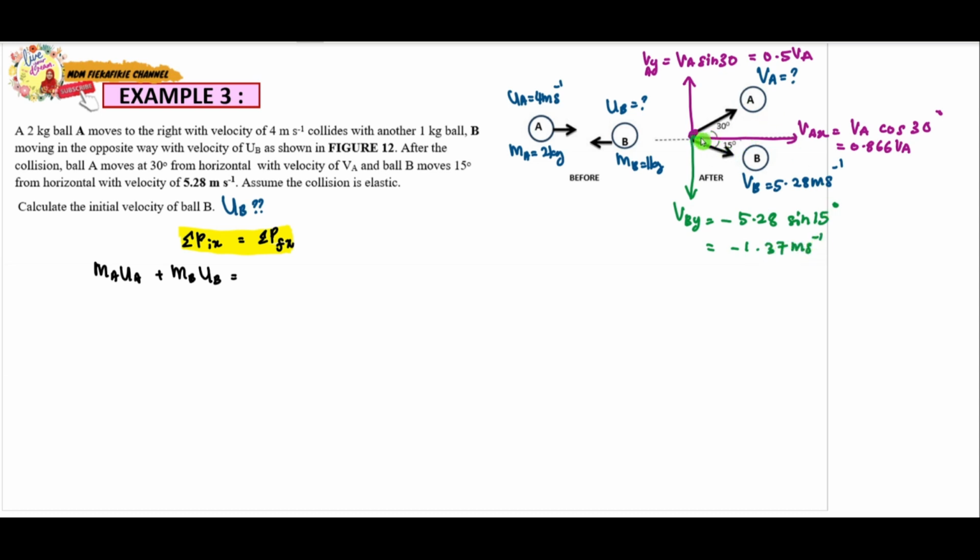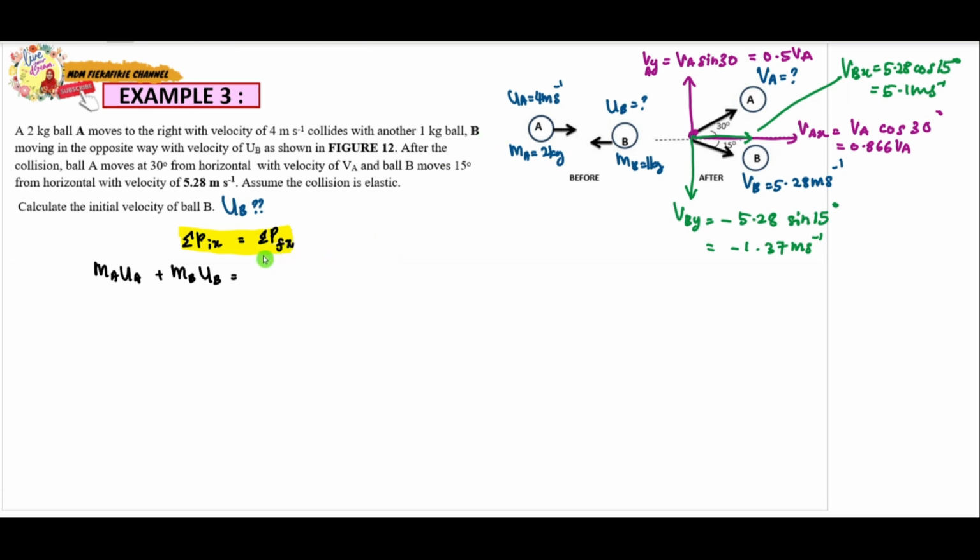And VBX pun jangan lupa. Tak muat kat sini, saya tulis kat atas ni. So VBX equal to 5.28 cos 15 degree. So VBX you akan dapat nilainya, cuba kira, dapat tak 5.1? Okay, 5.1 meter per second. Okay, so now back to the equation for conservation of momentum.